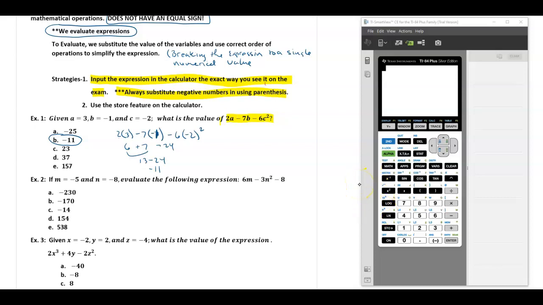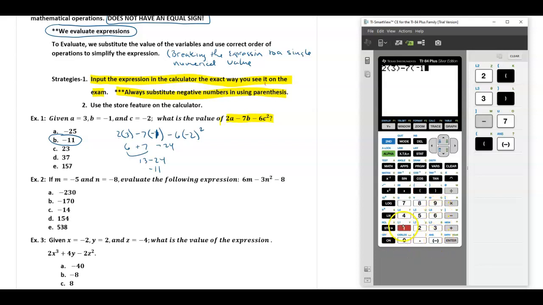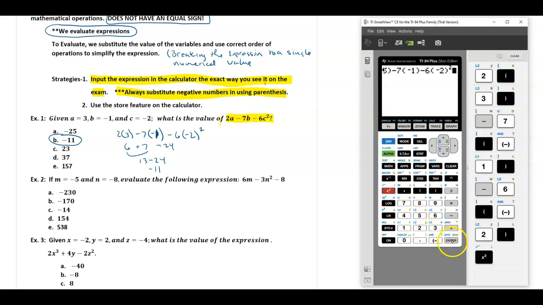But a lot of these allow you to just use the calculator. So all I'm going to do is go to the calculator, and I'm going to go 2, open parentheses, 3, close parentheses. Then I put the operation sign in, -7, open parentheses, -1, close parentheses, -6, open parentheses, -2, close parentheses. To get the exponent 2, I just hit that. When I go ahead and hit enter here, it spits out -11.